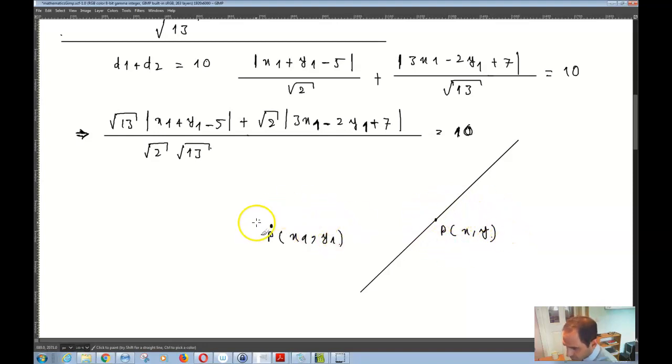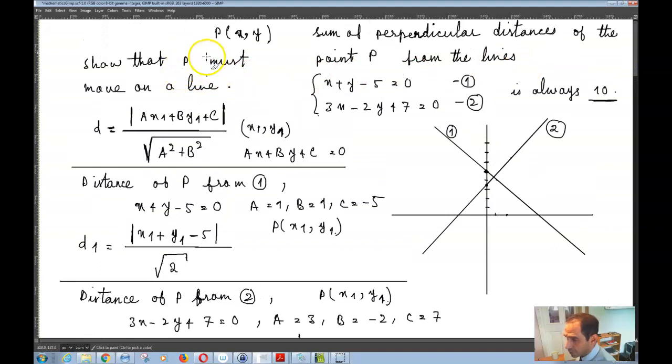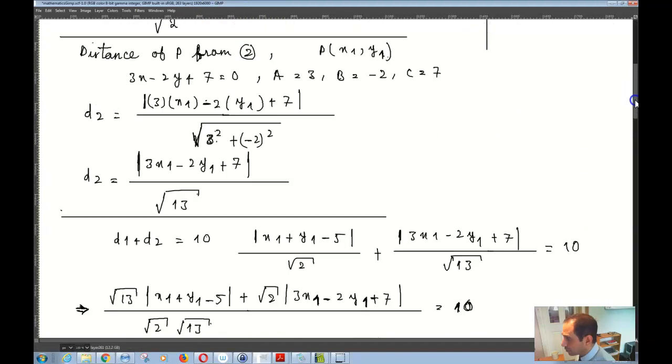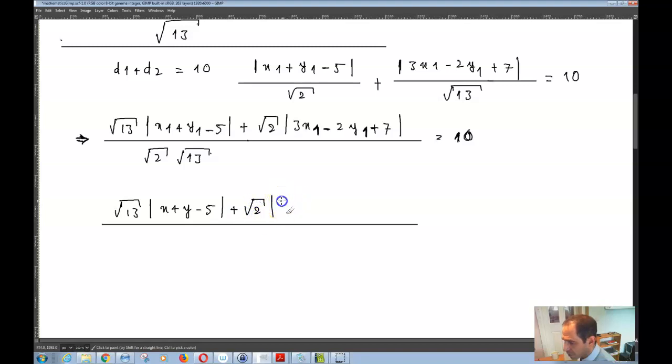This would be some general case, but this is a specific case, only a point, and your X1, Y1 cannot change. So if I assume that X1, Y1 is a variable point, that P is a variable point, then of course instead of X1, Y1 I could write X and Y, meaning that I could write the square root of 13 times the absolute value of X plus Y minus 5 plus square root of 2 times 3x minus 2y plus 7, divided by square root of 2 times square root of 13, is equal to 10, right?